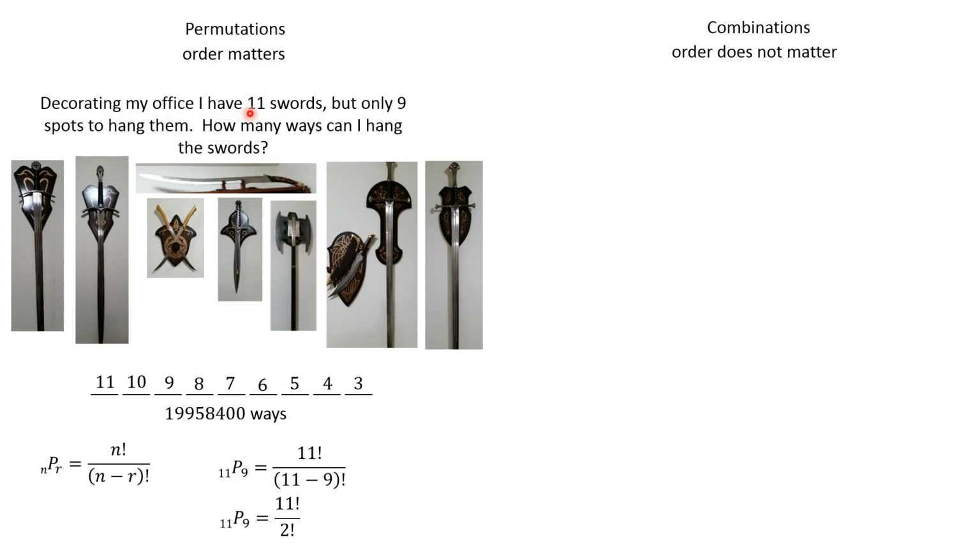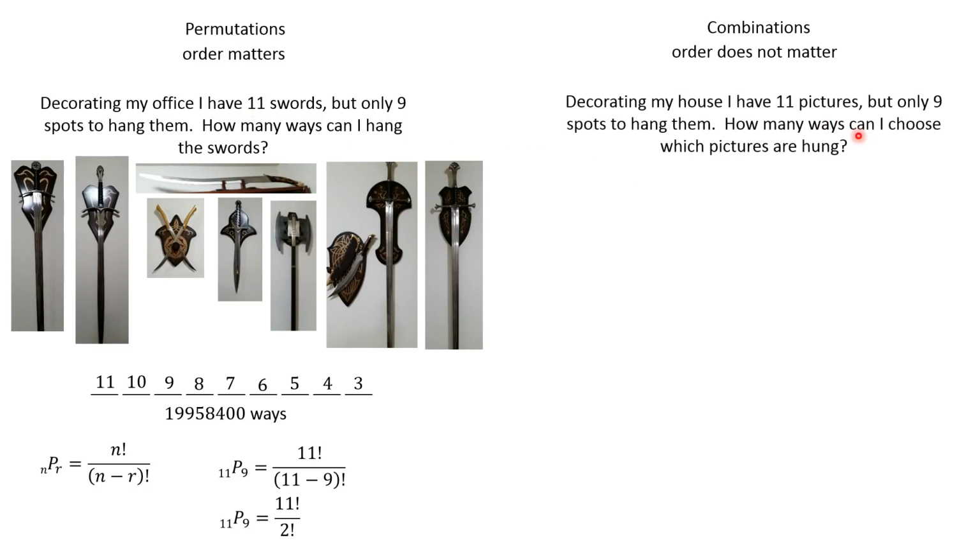So I'm going to use the same numbers. We have 11 pictures, but only 9 spots to hang them. How many ways can I choose which ones are hung? Again, I don't get to put them up, but I get to pick my 9 favorites. Which ones do I want on the wall? That's a combination. The permutation is where do you put them? You actually have the control over that.